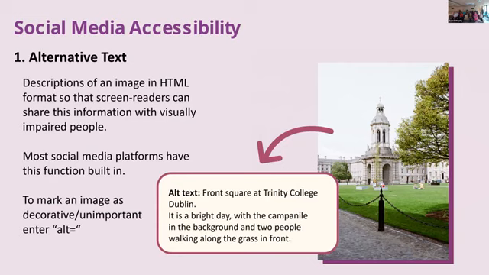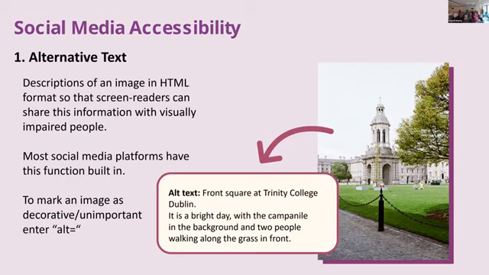So there's a couple of key elements. The first one is alt text, or alternative text, which is a description of an image that goes in HTML format, and it's then read out by a screen reader. Screen readers are assistive technology devices that people with visual impairments use, and it reads out whatever the content is. So if this presentation was put into a screen reader, it would read out the words and the image descriptions. So I have an example here of this picture of Front Square at Trinity College Dublin.